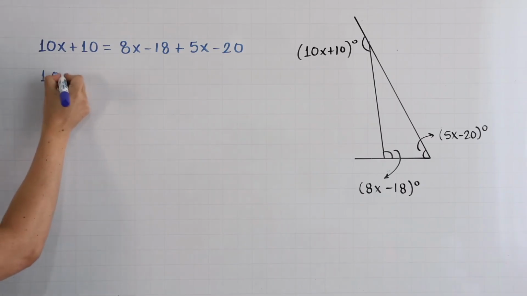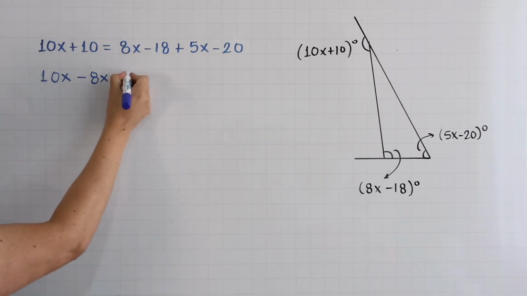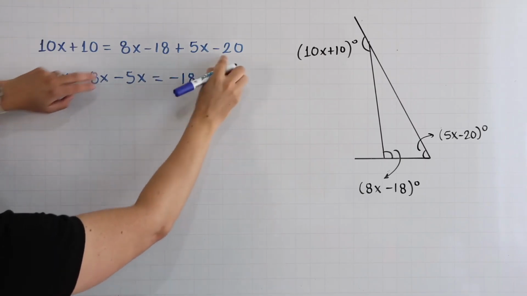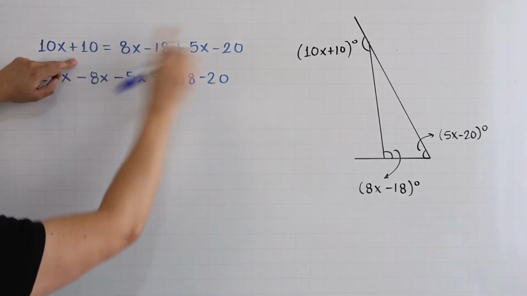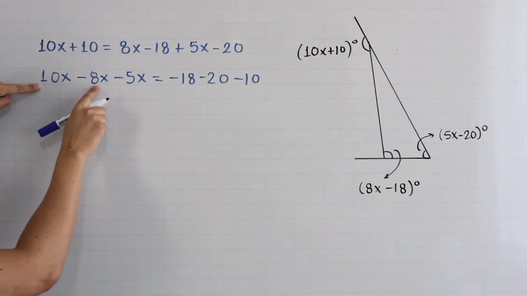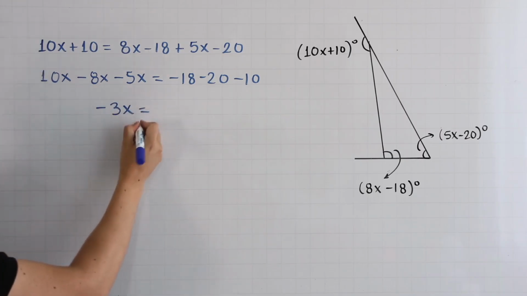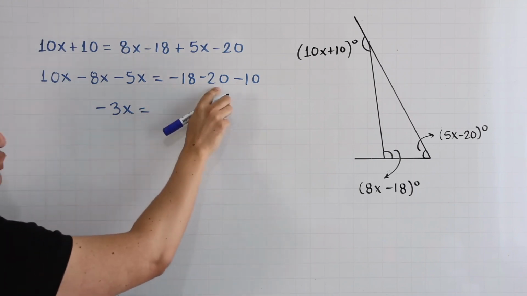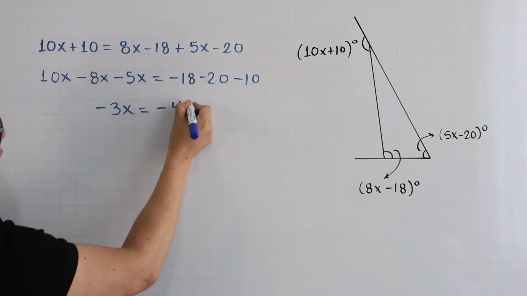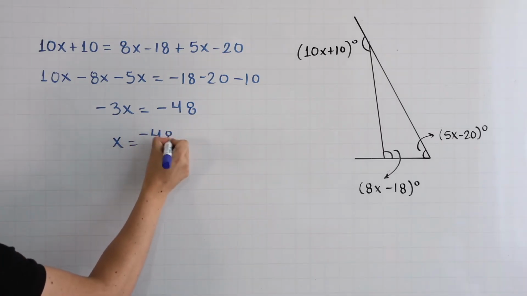I'll leave this 10x on this side, we'll move this 8x over by subtracting it, and we'll also move this 5x over by subtracting it. On the right side, I have this minus 18. I also have this minus 20 and this plus 10. We'll move it over as a minus 10. Let's do the operations. 10x minus 8x is 2x, and 2x minus 5x gives me negative 3x. On the right side, we have minus 18 minus 20, which is minus 38, and minus 38 minus 10 equals minus 48. We're going to divide by this minus 3, so we have minus 48 divided by minus 3.